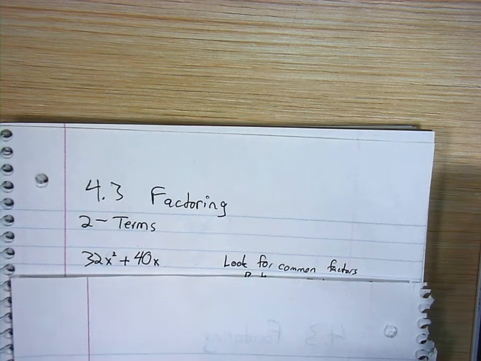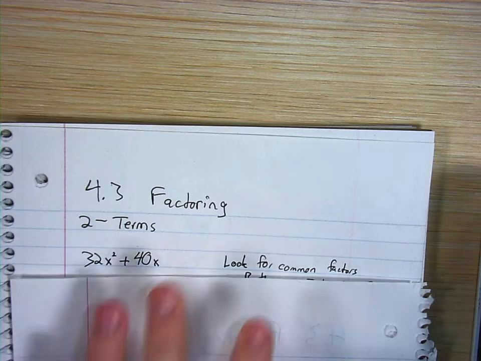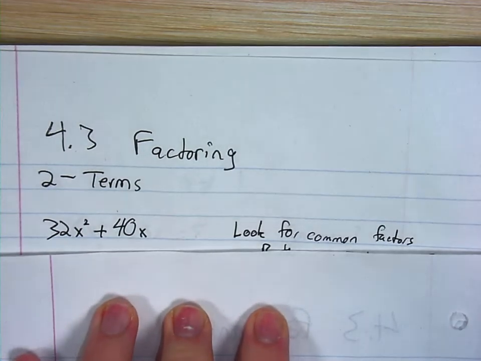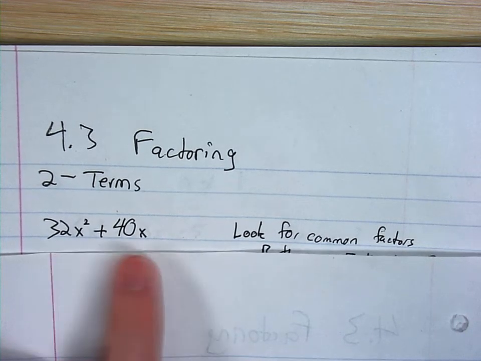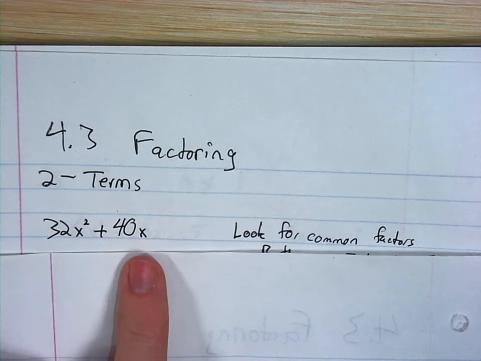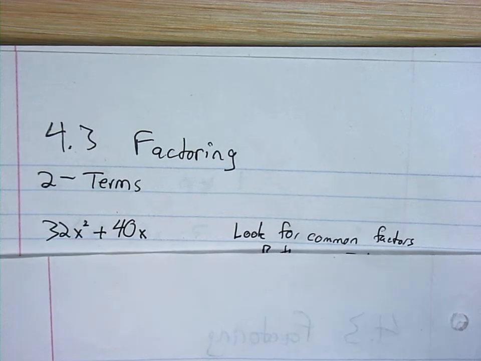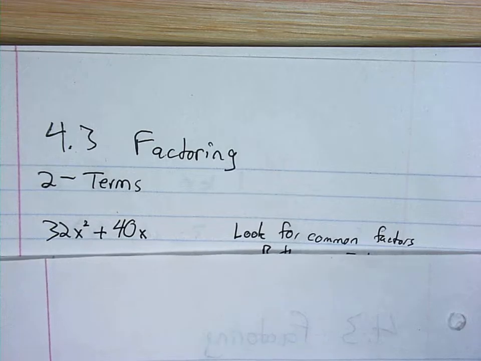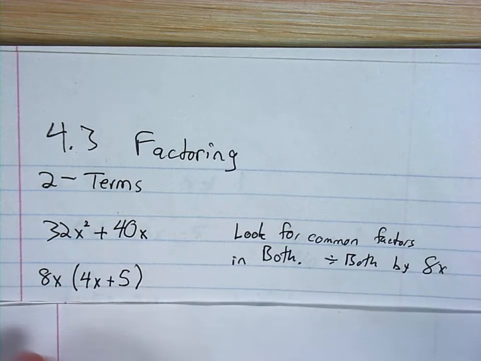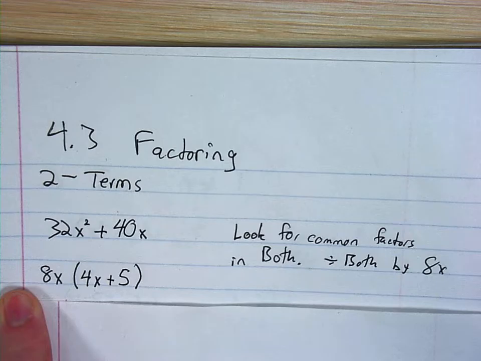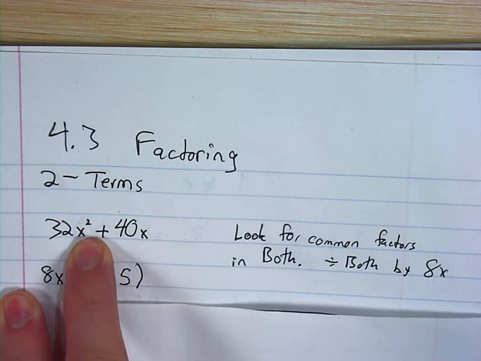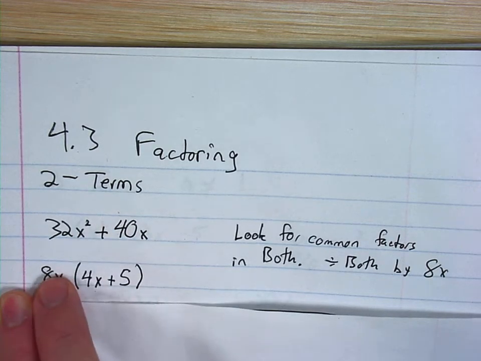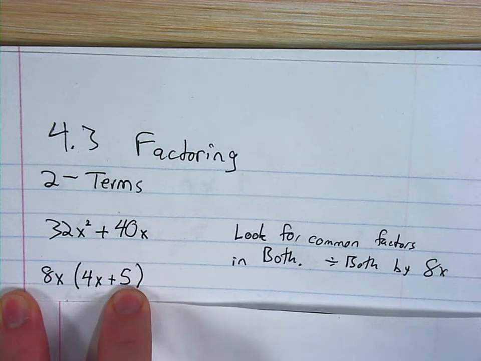Example, 32x squared plus 40x. When we have two terms, just two terms, we want to look for common factors in both. I can divide both of these by 2, 4, 8. 8's the biggest one we can divide them both by, and they both have an x. So I'm going to factor out 8x. I pull an 8x out in front, and then I divide 32x squared by 8x, and what's left is 4x. 40x divided by 8x is 5.